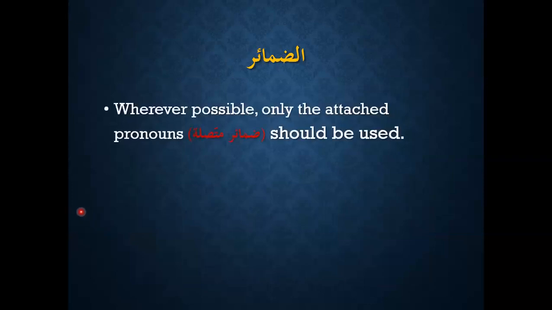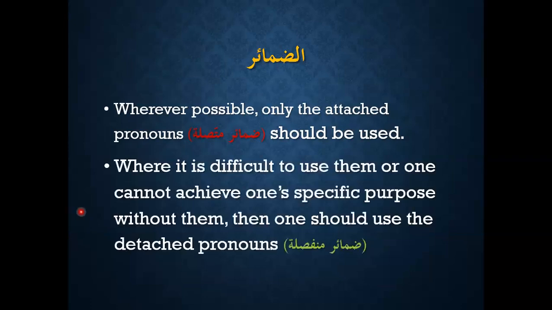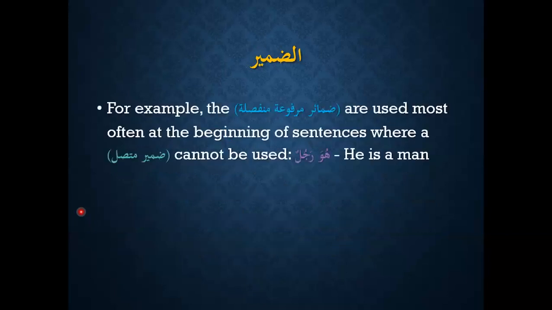Wherever possible, only the attached pronouns should be used. Generally, you try to use attached pronoun as much as possible because they give you beauty. Where it is difficult to use them, or one cannot achieve one's specific purpose, for example, iyyaka na'budu, in that case, without that, you can't get that. Then one should use the detached or separated pronoun. For example, the dhamir marfu'a munfasil. Dhamair is plural, and that is jama ghair aqil. That's why you say dhamair marfu'a munfasila, the separated ones, are used most often at the beginning of the sentence where a dhamir muttasil cannot be used.